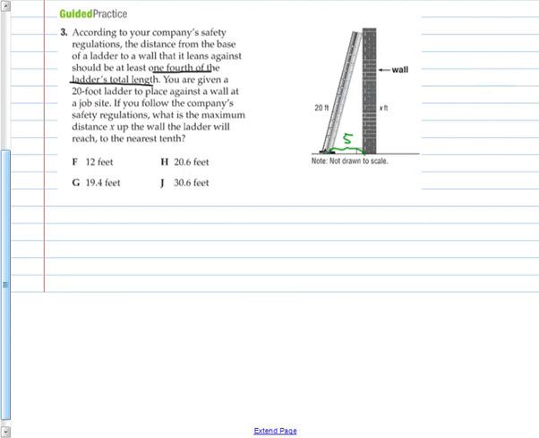Let's see. What's the maximum distance x up the wall? So how high up the wall can you actually go? Is this a Pythagorean triple before we do too much work? No, it's not. The only one with 5 on the side is the 5, 12, 13, and 20 is not a 13 multiple. So we will go with the Pythagorean theorem. X squared, finish it up for me. Plus 5 squared equals the 20 squared. There you go.